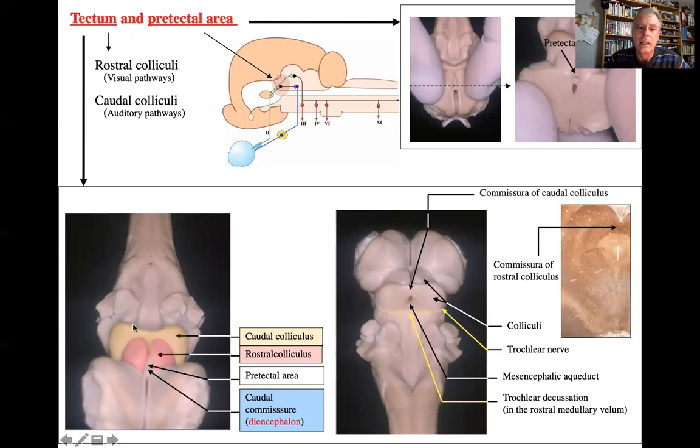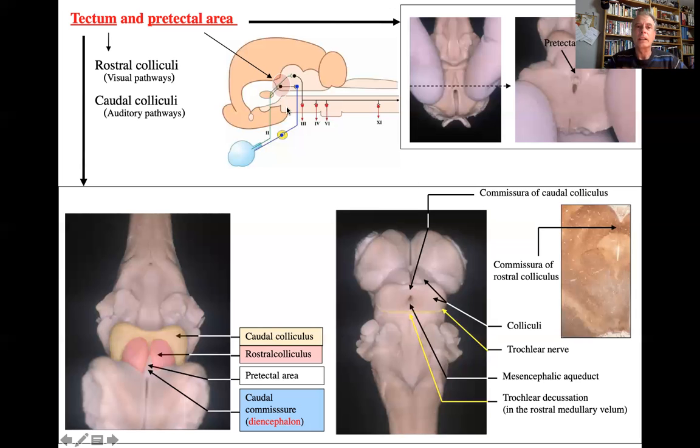However, the pretectal area belongs to the mesencephalon, to the tectum mesencephali. Okay? The colliculi have a commissure between them, between the two rostral and between the two caudal. It's very easy to identify externally the commissure between the two caudal colliculi. Right here, this is the commissure of the caudal colliculi. All right, and under the tectum, we have the mesencephalic aqueduct. This is the mesencephalic aqueduct with the periaqueductal gray matter. Again, on top, you see the commissure of the rostral colliculi. However, this one is smaller than the commissure of the caudal colliculi.